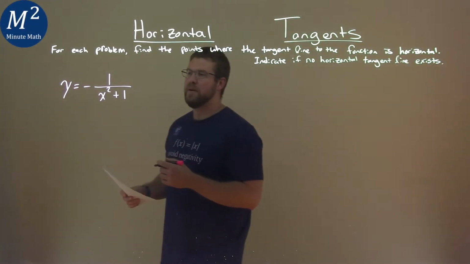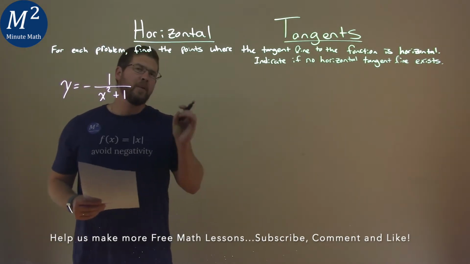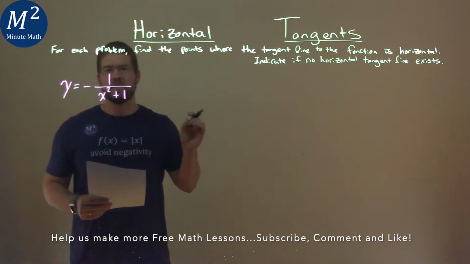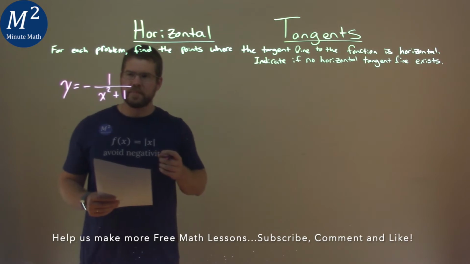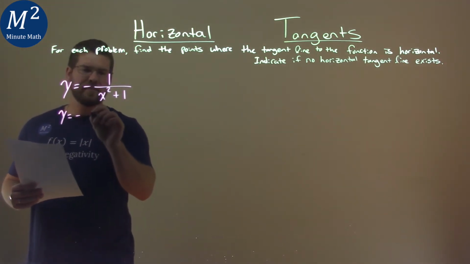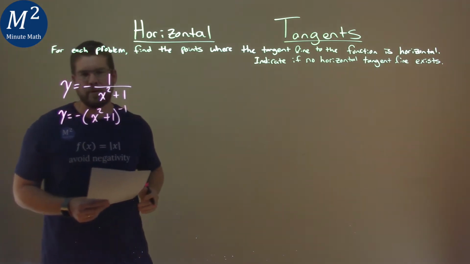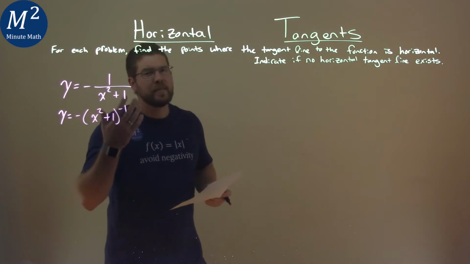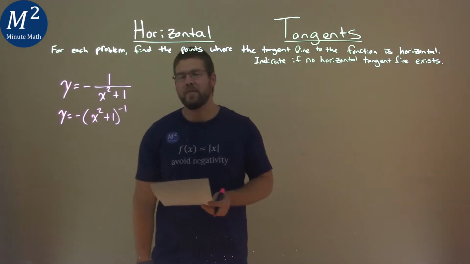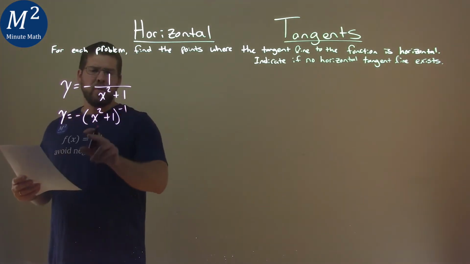We're given this problem right here, y equals negative 1 over x squared plus 1, and we want to find the points where the tangent line to the function is horizontal. Well, I like to rewrite this function as negative (x squared plus 1) to the negative 1 power. That's because I know I'm going to be taking the derivative. I just like taking the derivative of rational functions like this. With that being said, we need to find the derivative.